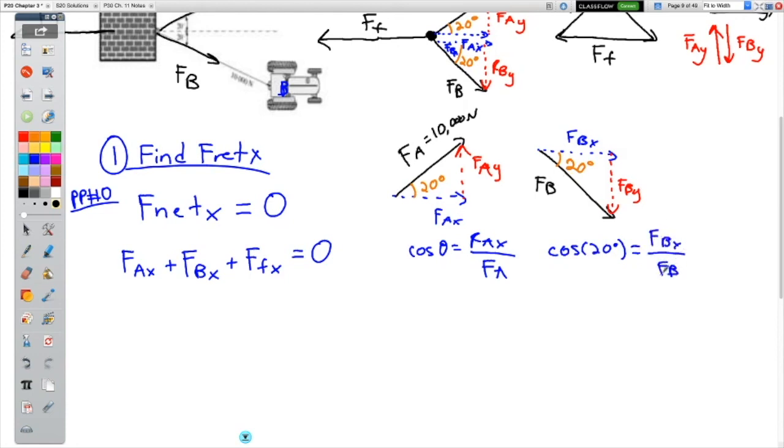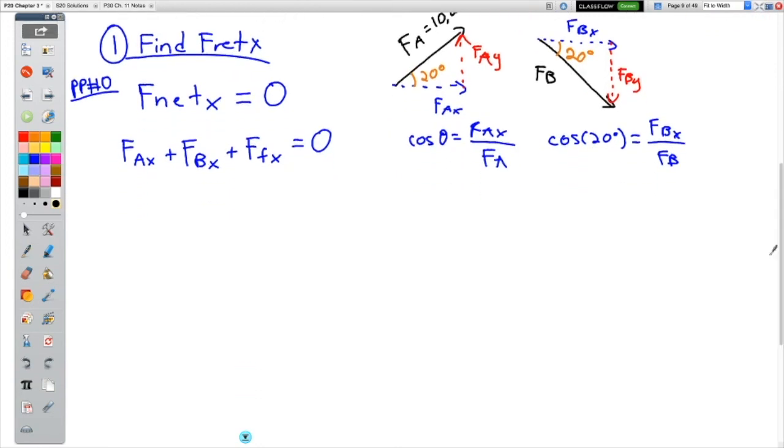If I wanted FBX, what do I do? I need to multiply both sides by FB, so FBX would be FB times cos 20. Same goes for FAX: FAX would be FA times cos 20. So FAX would be FA cos 20 degrees plus FBX, which is FB times cos of 20 degrees.